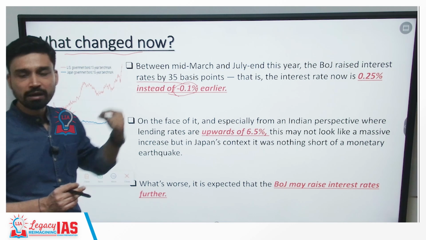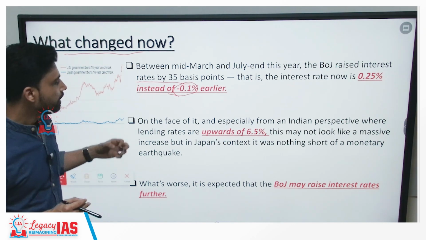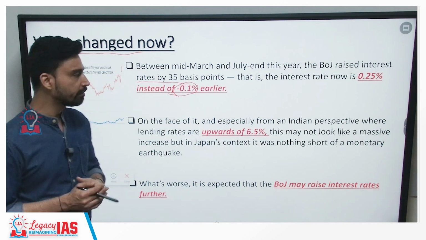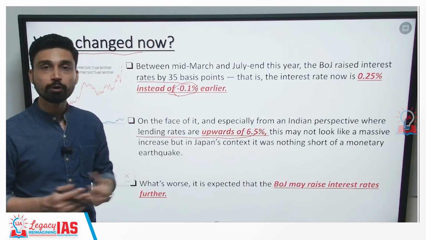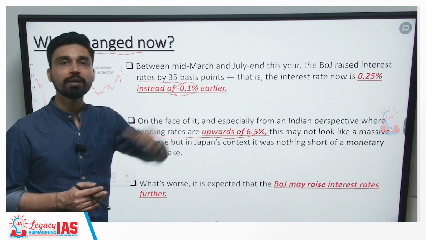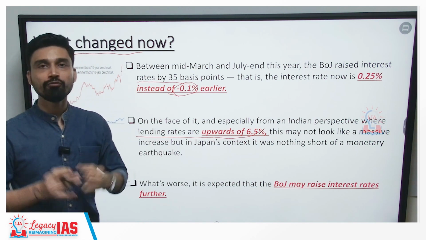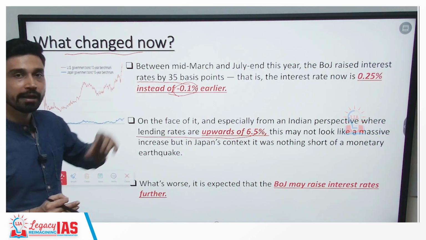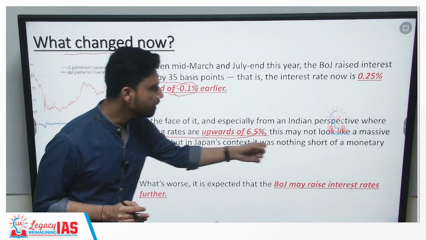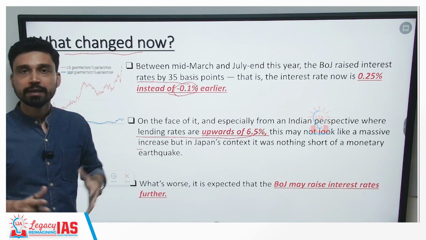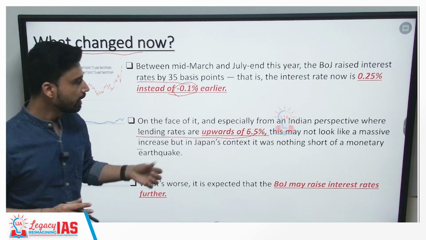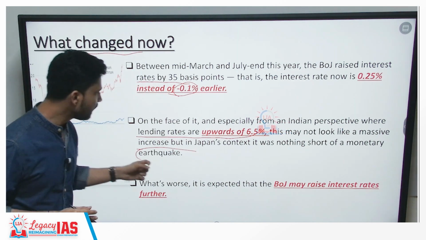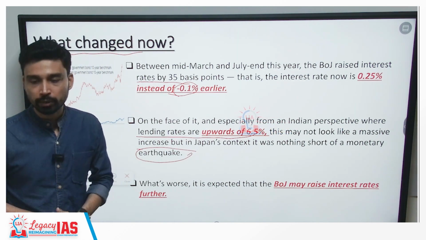Now, this seems like a very small rise, but looking from an Indian perspective, lending rates are upward of 6.5%. So, 6.5% in India and 0.25% in Japan. Japan is still very cheap compared to India as far as borrowing cost is concerned. This may not look like a massive increase, but in Japan's context, it is a significant change, a tectonic shift, what we can equate with a monetary earthquake brought into the economy.